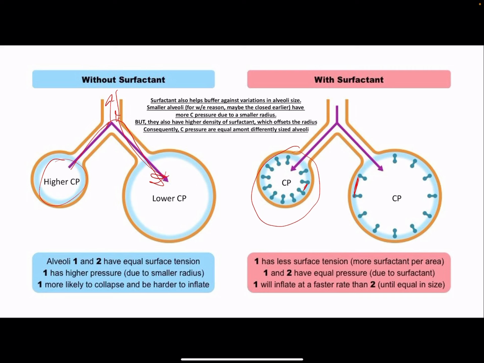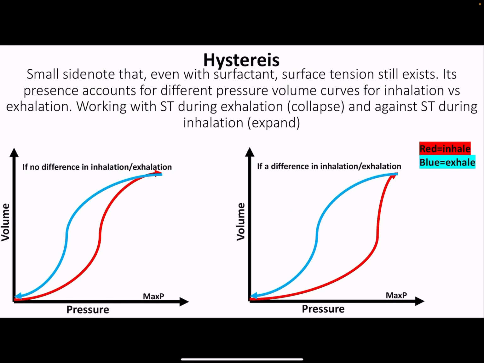So it actually turns out that this will be an equal collapsing pressure as this one's collapsing pressure. So I have air flowing equally into both. All is right in the world.